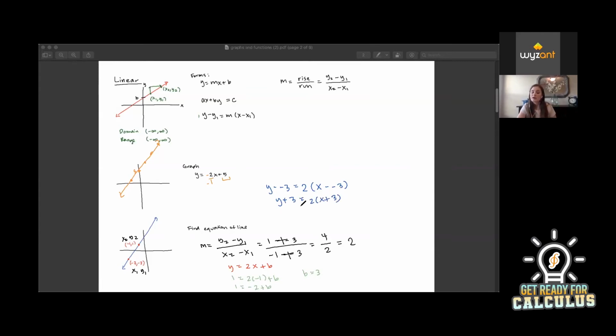Some classes are okay with you leaving it in this form. If you're taking AP Calculus this year, then they would be fine with it. But usually in pre-calc, they want you to go ahead and solve for y equals mx plus b. So we would distribute this out, so we get 2x plus 6, y plus 3, subtract from both sides, and then you'll get the same answer that we got this other way, the y equals 2x plus 3. So our final answer for this one would be y equals 2x plus 3, regardless of which way we did it.